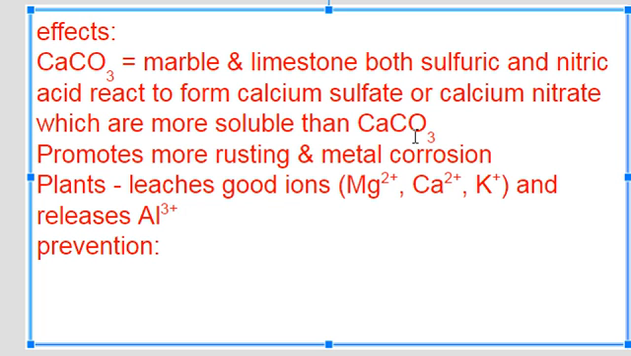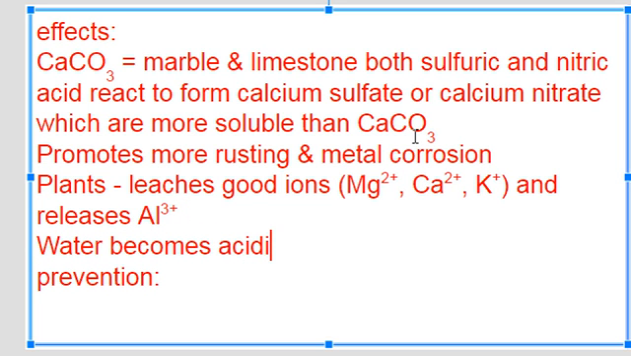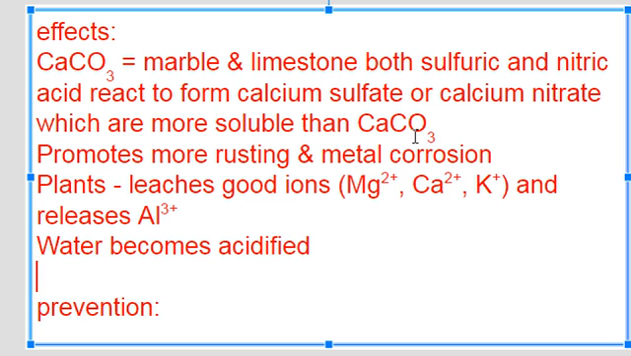Which causes damage to plants. So Al3+ isn't good for it, but it releases that. The Mg, Ca, and potassium ions that it needs all get leached away or taken away. Water, obviously, is going to become acidified, and that can be unhealthy for people to drink. It can be hard on the aquatic life, both plant and animal. A more direct effect on humans is respiratory problems are common.